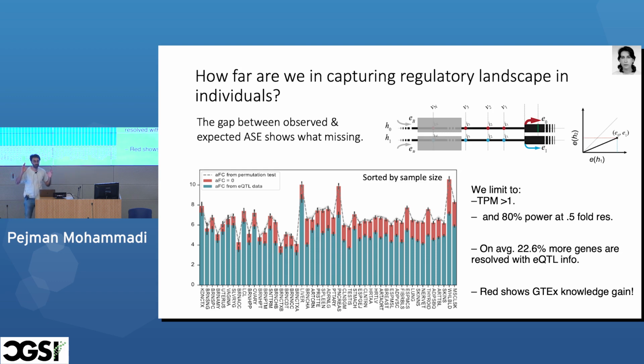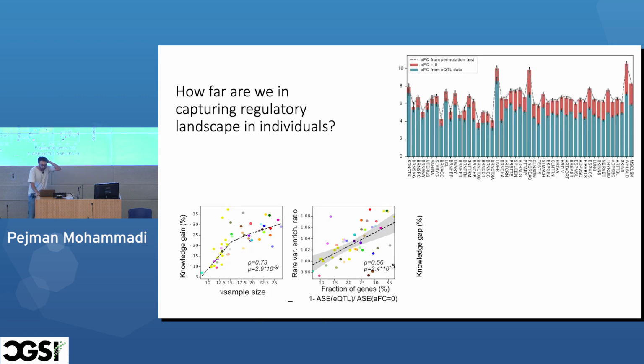And by before GTEx, I mean we assumed we know nothing, not that we used other studies. After GTEx, we could describe 22% of those. And one thing that you could also see here is that the size of that red, which basically represents the knowledge gain from this entire GTEx exercise, increases as you increase your sample sizes, which is obvious. So this is the gain versus the sample size.